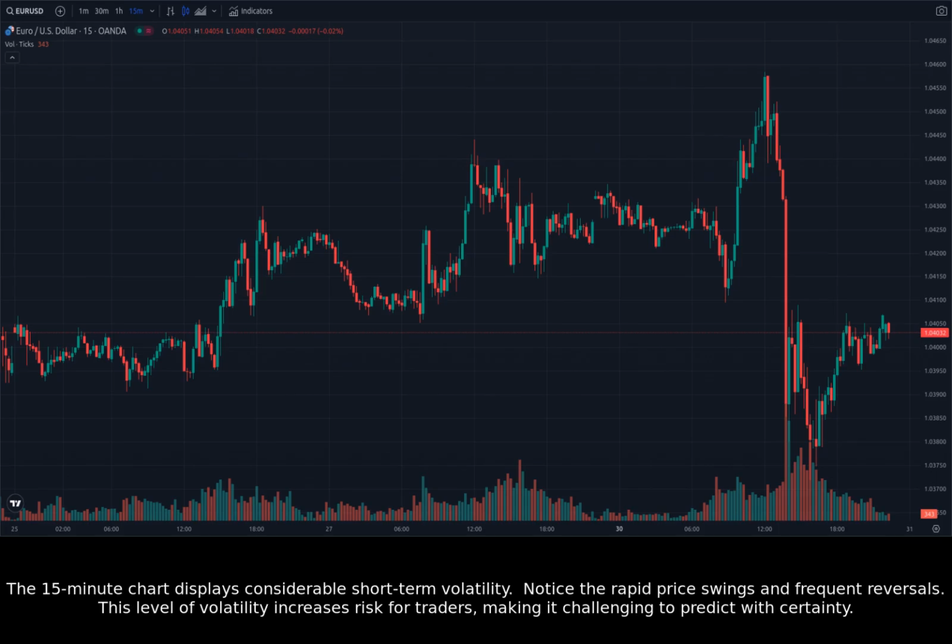The 15-minute chart displays considerable short-term volatility. Notice the rapid price swings and frequent reversals. This level of volatility increases risk for traders, making it challenging to predict with certainty.